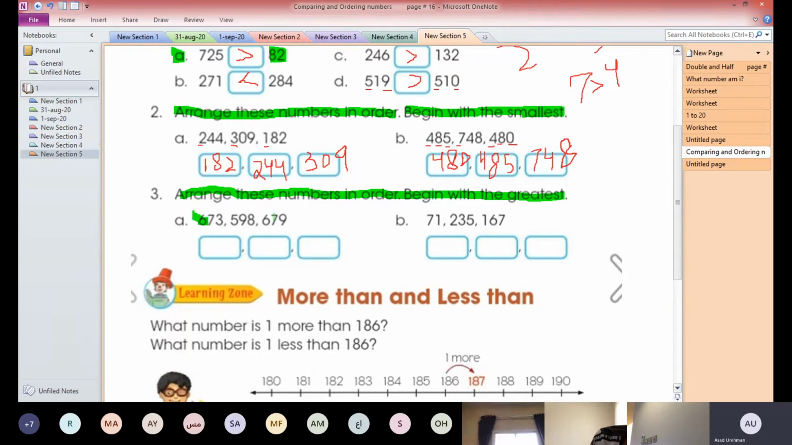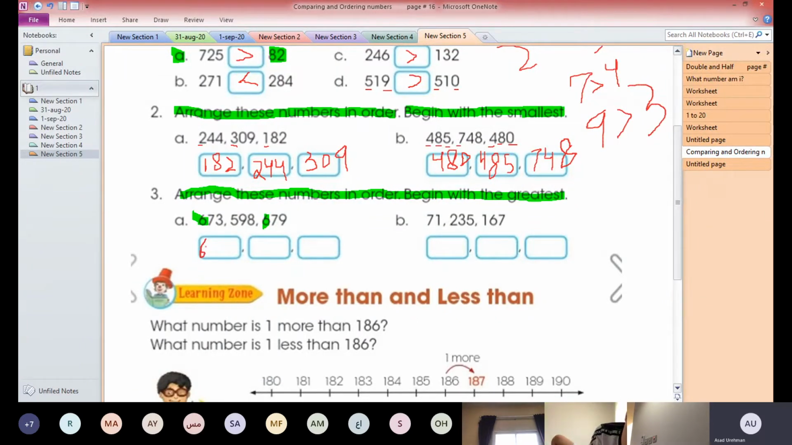But you just need to check on the hundreds places. If it is 6, like it is also 6, hundreds are same here. So I will check the tens, because I need to write the biggest one. Here tens 7 and here also 7. The tens place is also same, so I will go for ones. Here 3 and here 9, so I know that 9 is greater than 3. That's why I will write 679.